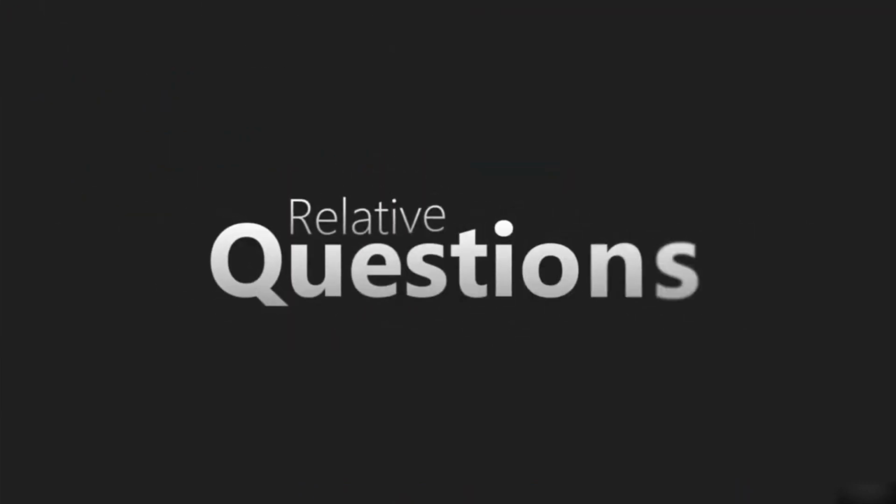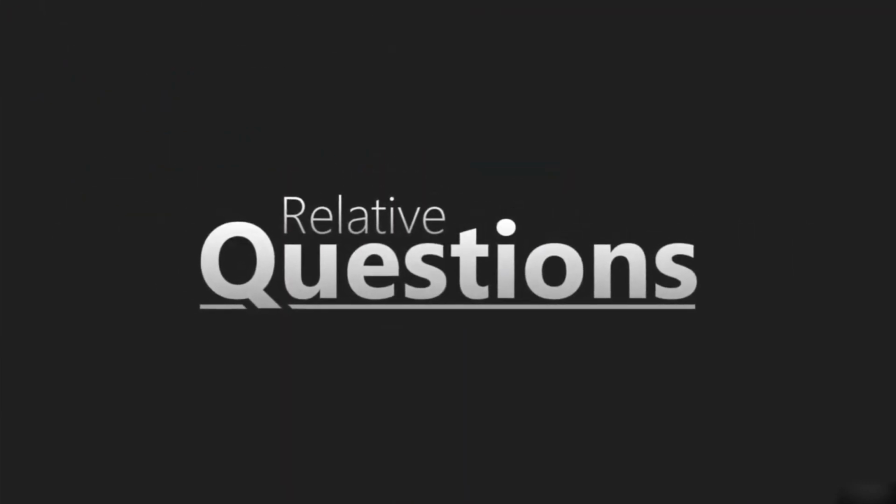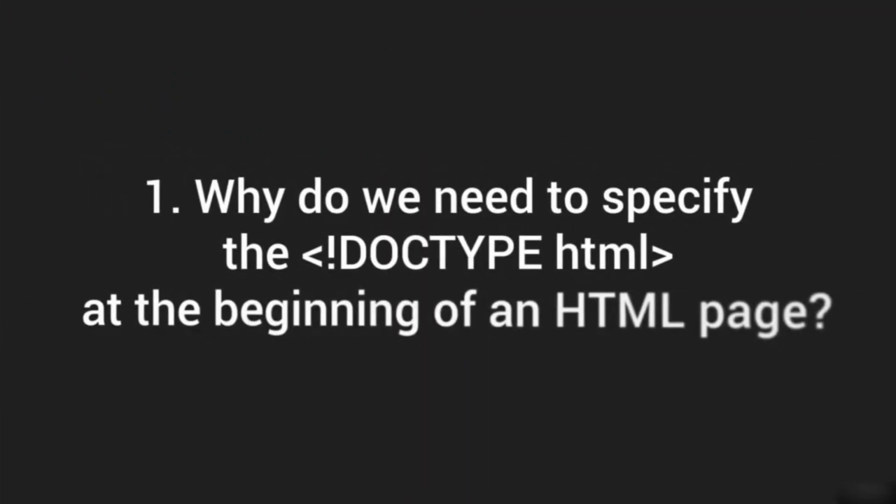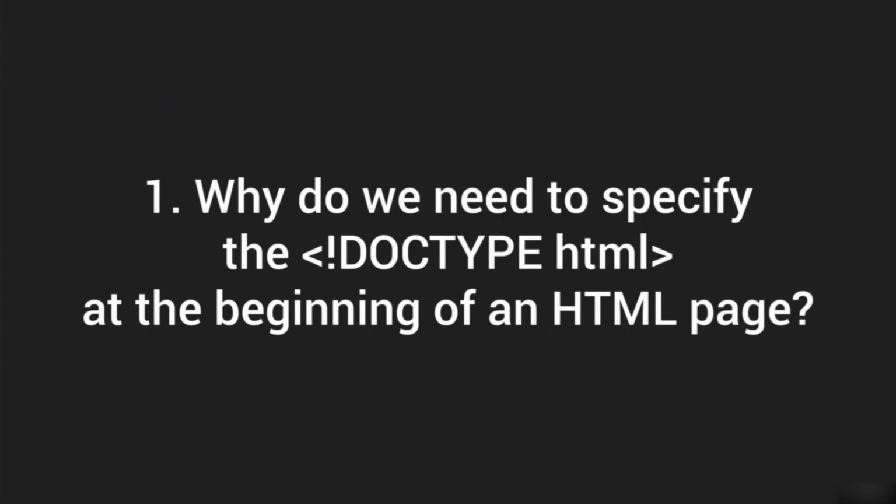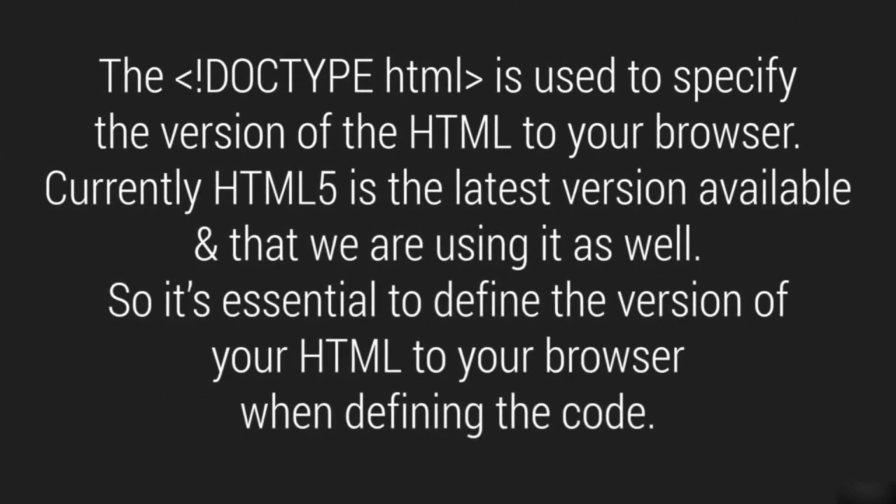Let's talk about a relative question. The question is, why do we need to specify doctype html at the beginning of the page? As I have mentioned earlier, doctype html is used to specify the version of HTML to your browser. Currently HTML5 is the latest version available and that is what we are using here. So it's essential to define the version of your HTML to your browser when writing the code.